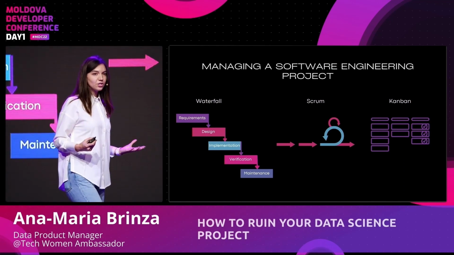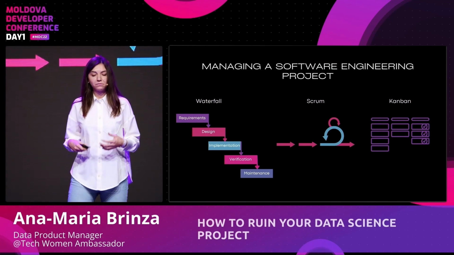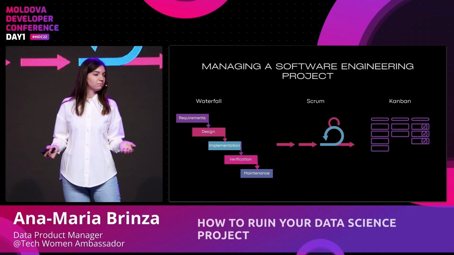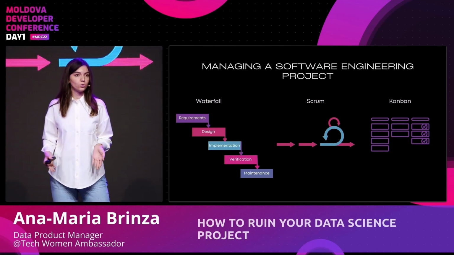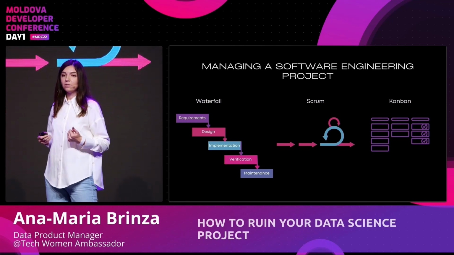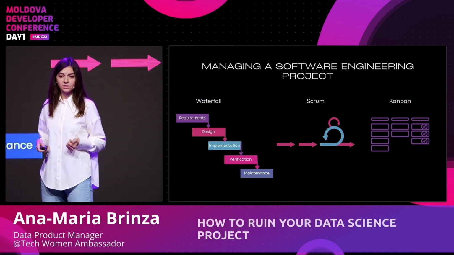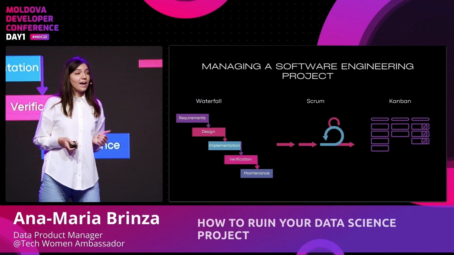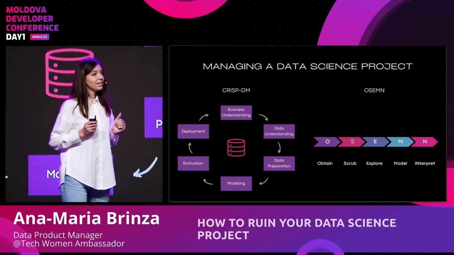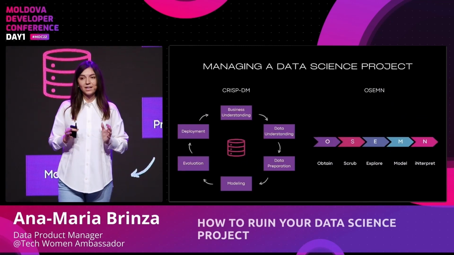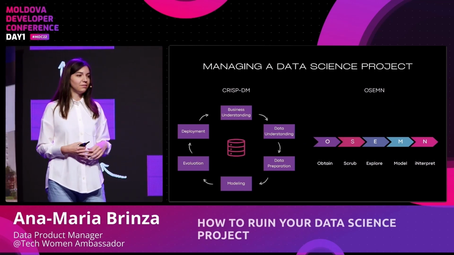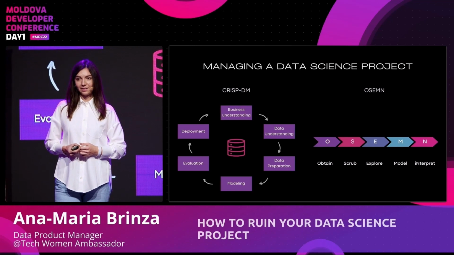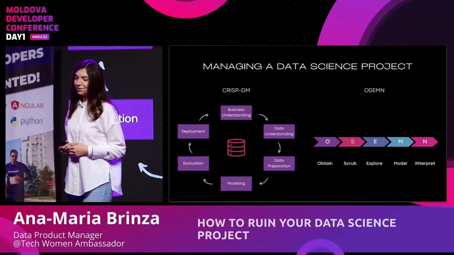With a software engineering project, you go with a traditional approach, such as waterfall, or you go with an agile approach, with a Scrum framework, Kanban, extreme programming, or any others that are there. While in data science, everything is focused around data and modeling. And there are many frameworks out there because every data science team is different and every project is different.